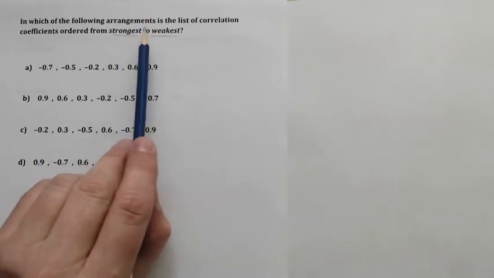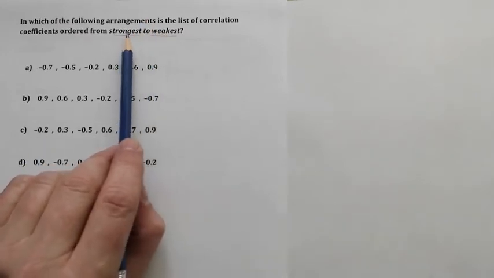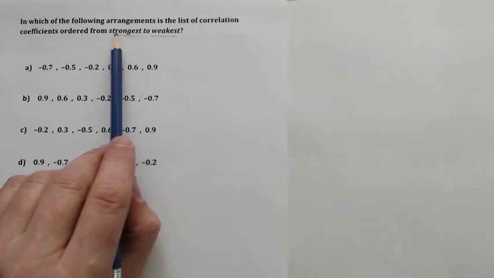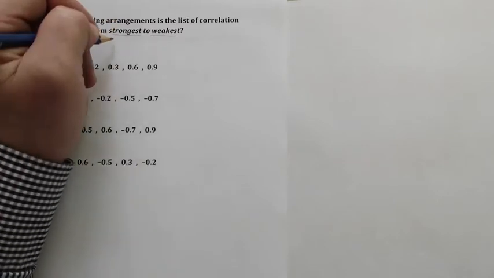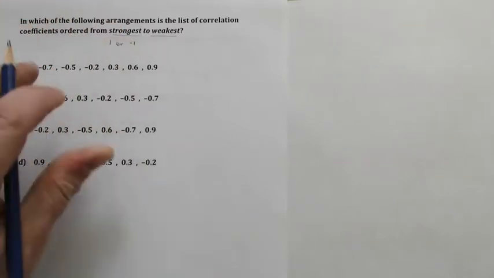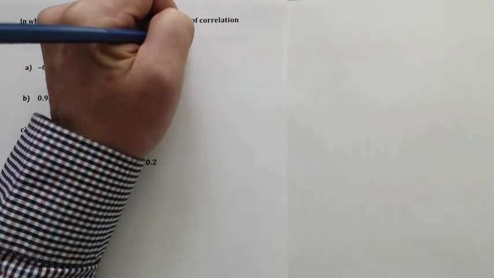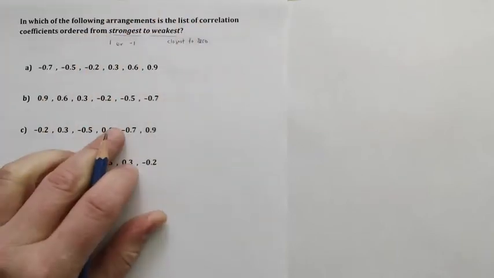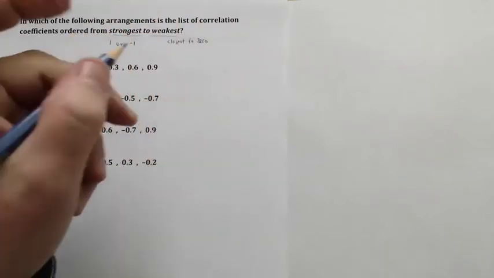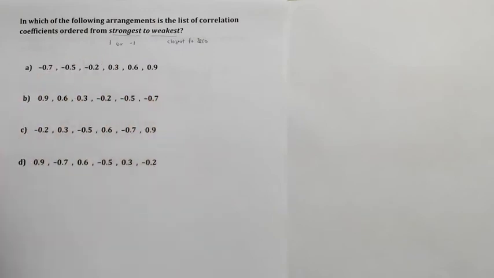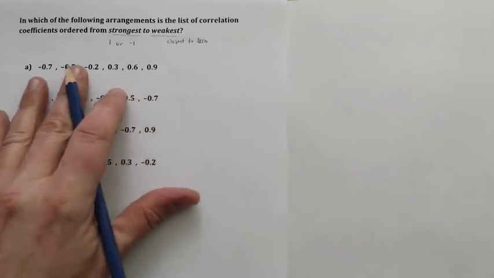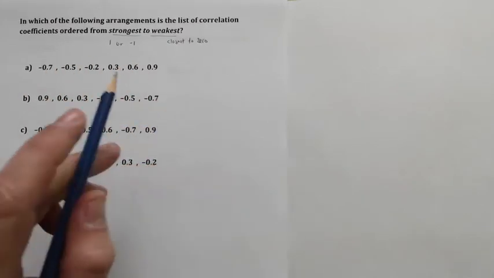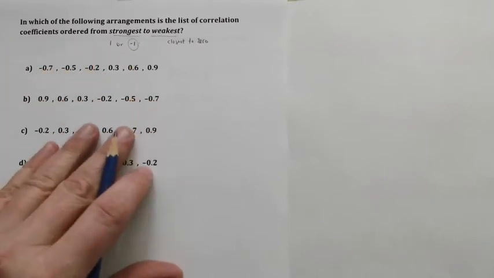So we want to make sure we know the difference between strong and weak, remembering that the strength of the correlation relates to how close it is to the number 1 or negative 1. So 1 or negative 1. And the weakest is going to be closest to 0. And remember, strength, again, has nothing to do with direction. So I usually look through these and ignore anything with a negative, and then I just rank them from there. It's the easiest way is to ignore those negatives and rank them as you go.